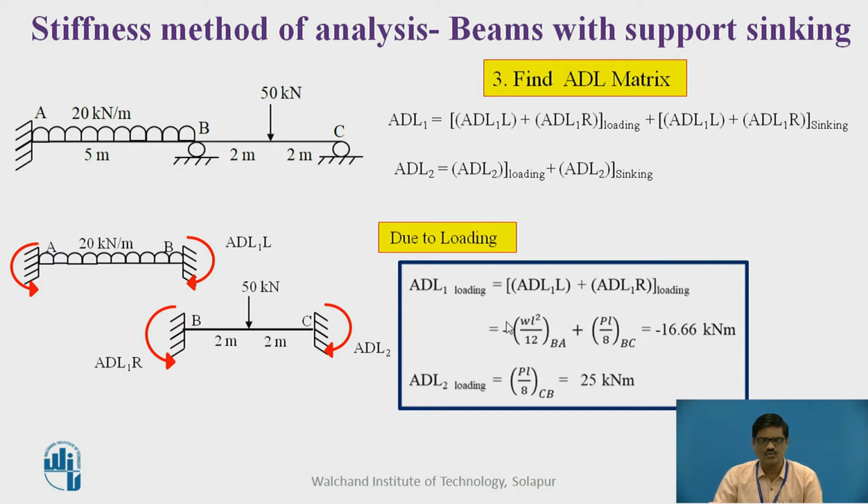So let us consider due to loading first. Due to loading, ADL1 left will be minus WL square by 12. The negative sign is given since this ADL1 left is clockwise and my rotation at B is anti-clockwise. ADL1 right is PL by 8. It is positive because theta B is anti-clockwise and this ADL1 right also is anti-clockwise. So the summation gives me minus 16.66 kilonewton meter. And ADL2 will be in the direction of the theta C assumed, because theta C we assumed clockwise. Therefore, it is PL by 8, 24 kilonewton meter.